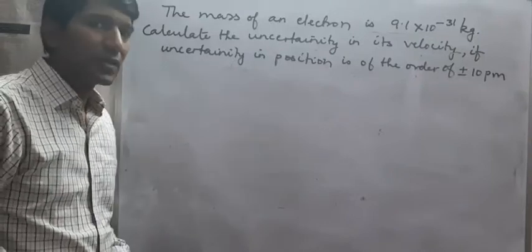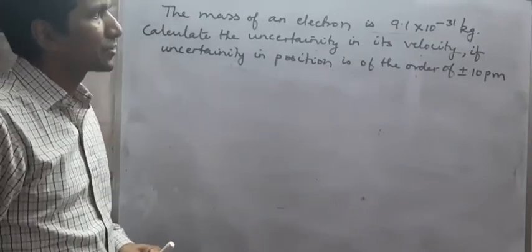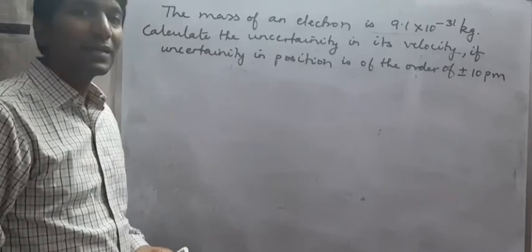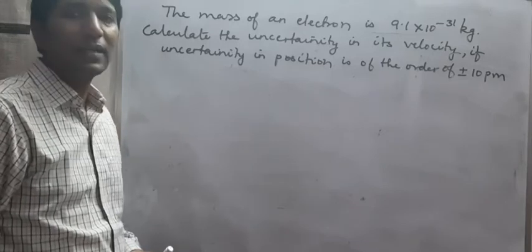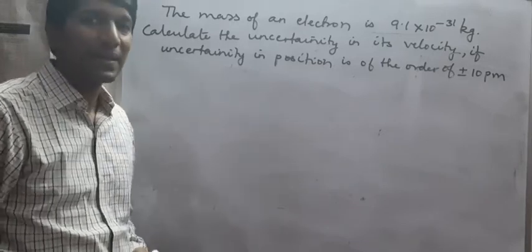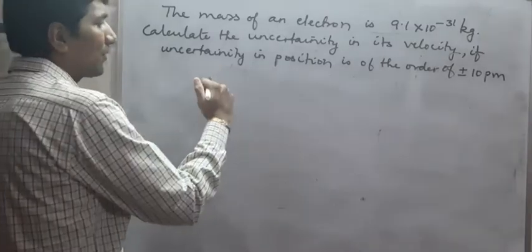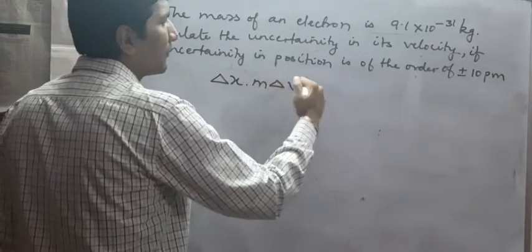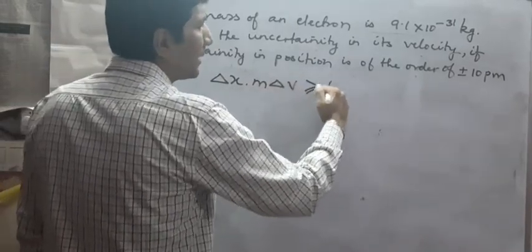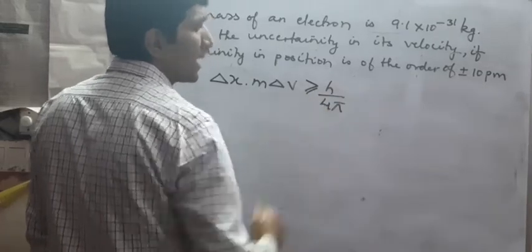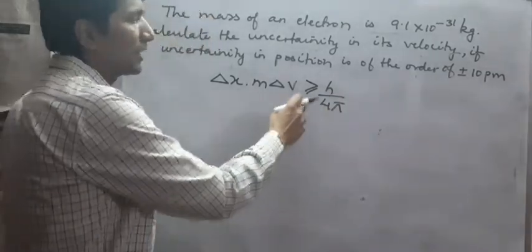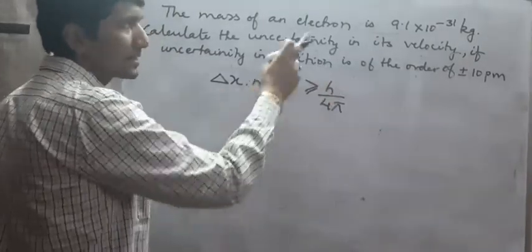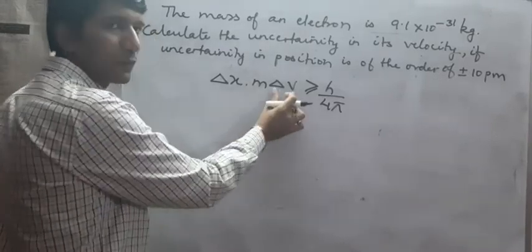Now let's look at the first numerical, which states that the mass of an electron is 9.1 into 10 raised to power minus 31 kg. Calculate the uncertainty in its velocity if the uncertainty in the position is of the order of plus minus 10 picometer. Now if we have to apply the formula, we will have delta x into m delta v is greater than or equal to h upon 4 pi. As I had told, for the numerical you need to put in the value of is equal to. So delta x is plus minus 10 picometer. Mass is 9.1 into 10 raised to minus 31 kg. This is what we need to find.